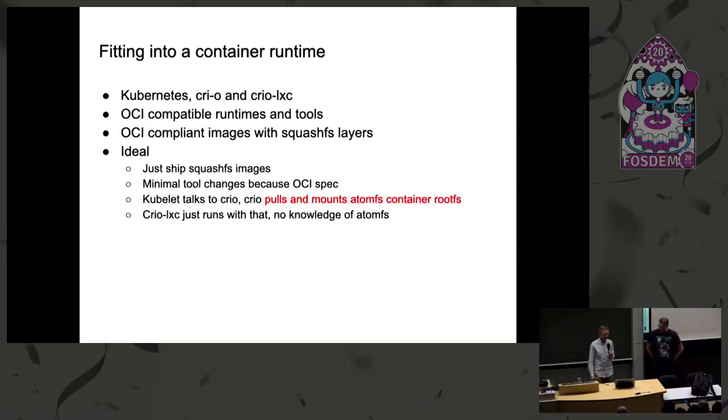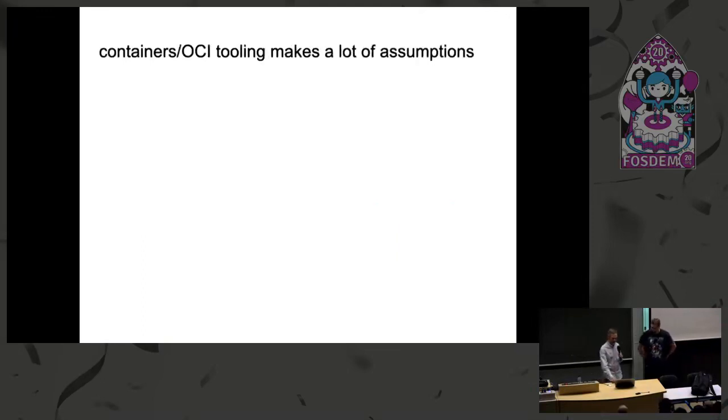So the final point is CRI-O LXC and or runC if you're using runC. We'll just run with that because what CRI-O does, the OCI runtime spec interface, is hand me an unpacked rootFS, or really hand me a mounted rootFS. But actually, the way I just described that points to some of the bumps along the way. There are a lot of assumptions in the tooling because there's only one way that people have really used this, and this is with the compressed tarballs in the layers.